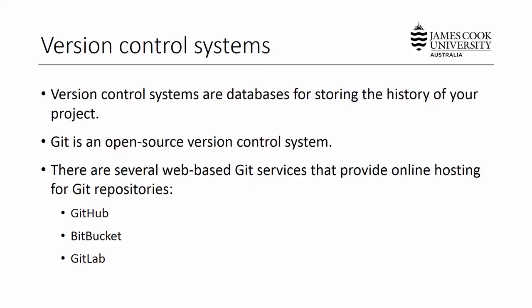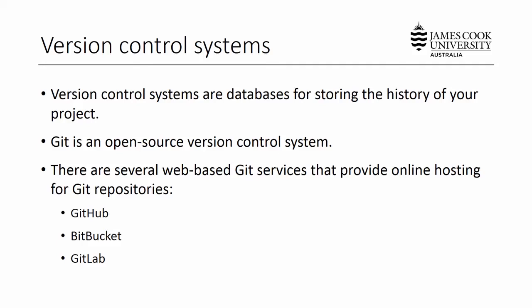So the crux behind version control is a version control system. And there are various pieces of software that perform this functionality. A version control system is just a database for storing the entire history of your project. Probably the most popular system is Git. Git is an open source version control system and it's widely used. So Git is the brains behind version control, but there are also several web-based Git services that provide online hosting, allowing you to share your code over the internet. And these are for sharing Git repositories. Several of the most popular ones are GitHub, Bitbucket, and GitLab.